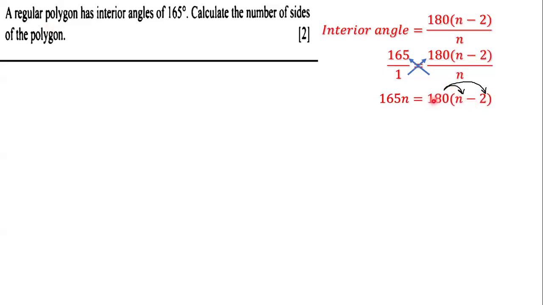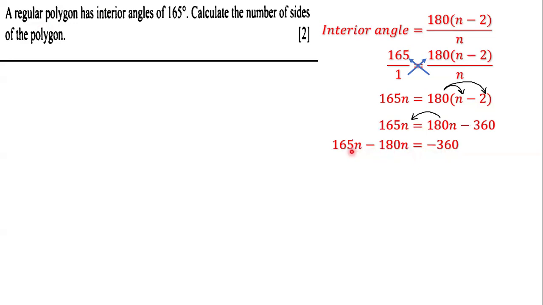So we say 180 multiplied by n and 180 multiplied by 2. Now, 180 multiplied by n is 180n, and 180 multiplied by 2 is going to be 360. Next, we take the 180n and we send it over the equal sign. And when we do that, we have 165n minus 180n, and that's going to be equal to negative 360.